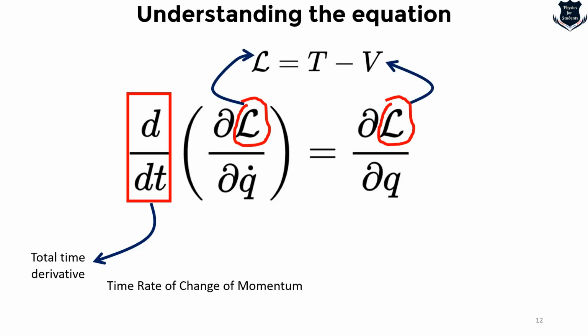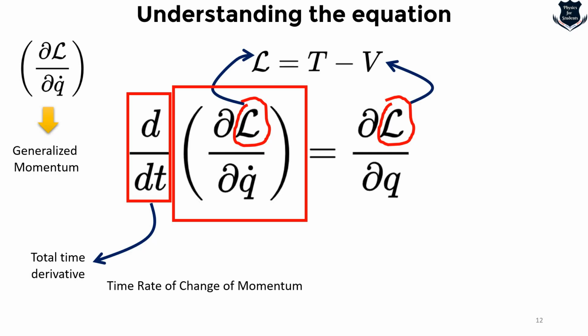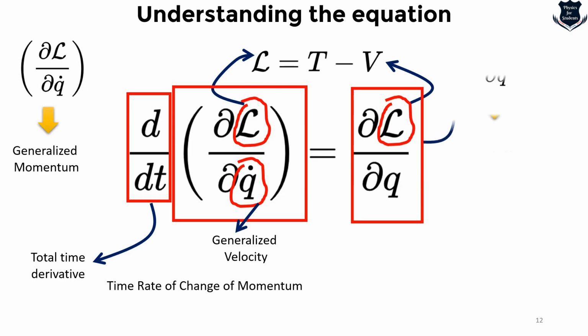Then this curly L is simply the Lagrangian, that is kinetic energy minus potential energy, denoted as T minus V. Then this entire partial of Lagrangian upon partial of q dot can be taken as what is called a generalized momentum. Now if you are wondering what is a generalized momentum, I will come to that part later. This q dot is actually representing a generalized velocity. And this part, partial of Lagrangian by partial of q, is called the generalized force. It physically represents the generalized force which is acting on the system.